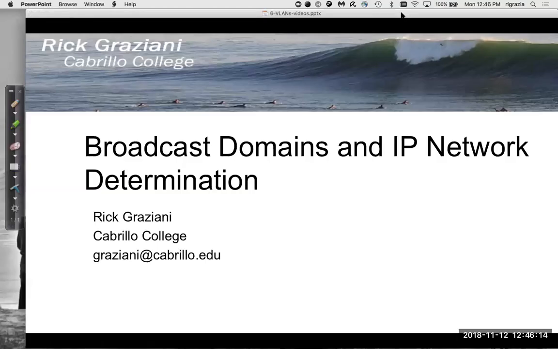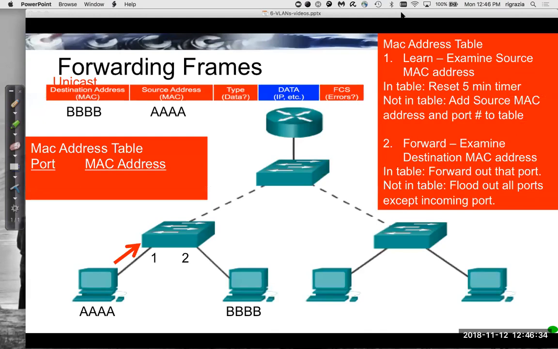Hi, in this video, we're going to take a quick look at broadcast domains and how hosts, or any device with an IP address, determine what network it belongs to. And this is all going to make sense why we're looking at this as we introduce the concept of VLANs, virtual local area networks. Okay, it's important to understand how a switch forwards frames.